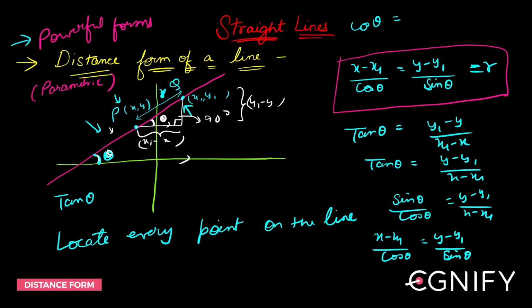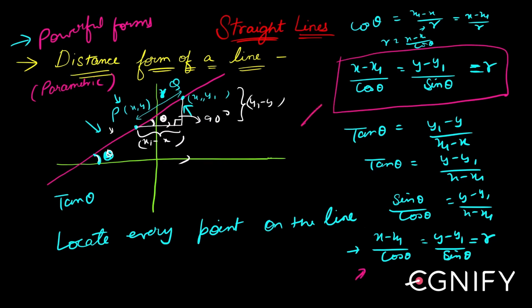Cos theta is nothing but adjacent over hypotenuse. Adjacent is your x1 minus x, and hypotenuse is your r, right? So this r is a real number. It can be negative, positive, anything. So I can also change this to x minus x1 divided by r, because r is just a real number. It's just a magnitude here. So cos theta can be written as x minus x1 by r. So r is nothing but x minus x1 by cos theta. But x minus x1 by cos theta is also equal to y minus y1 by sin theta. So all of this is equal to r, right? So all these three are equal. So this is the form. From here you will get this form.